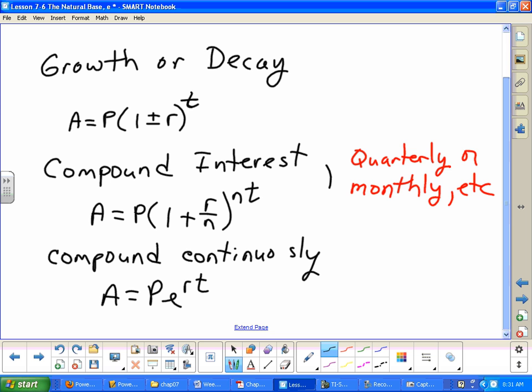Okay. So during the course of this chapter, we looked at all three of those. If it's growth or decay and it's just an annual thing, then we're either going to add the interest rate or subtract the interest rate from 1. If it's compound interest, compounded quarterly, monthly, daily, whatever it is, as long as it's not yearly, then we're going to use this one where n actually represents how many times a year. And if we're doing it continuously, then we use this PERT formula.